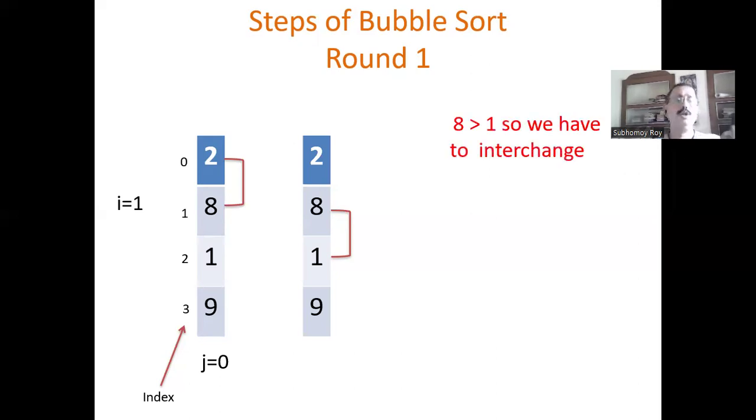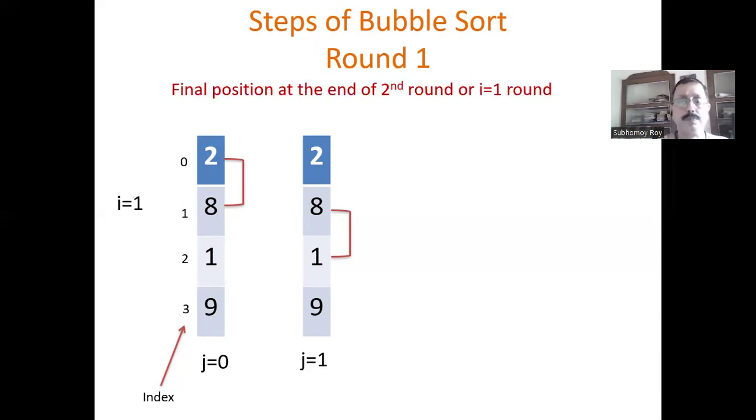So the first time, 2 and 8, no need to perform swapping, but in case of 8 and 1, we have to perform swapping. So we interchange their position, and what we will get? 2, 1, 8, 9. Now you see, this is the end of the second round. In the second round, we get the second last cell. So our target is over. At the end of the second round, the second last cell also received the target value, that is 8. 2 1 is remaining. This is the end result of the second round.